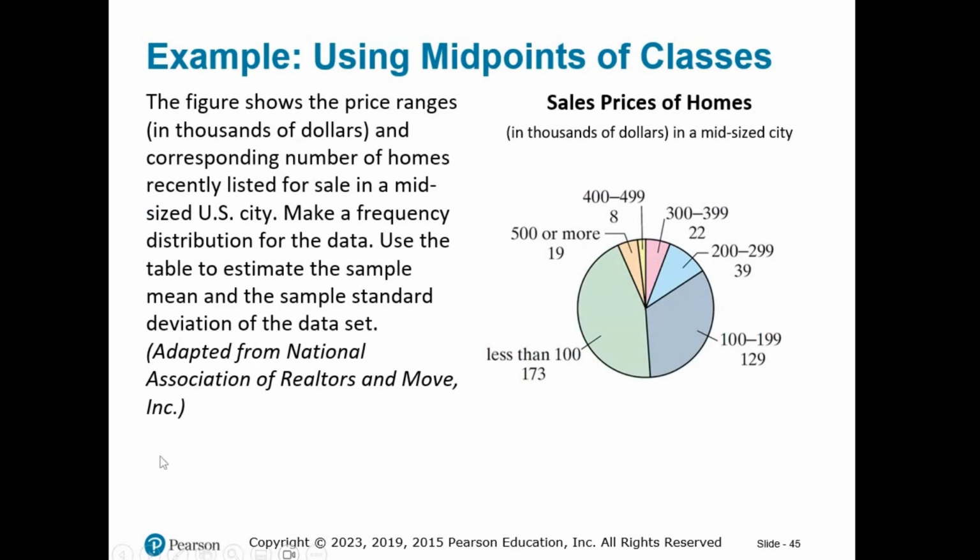Let's do an example. The figure shows the price ranges in thousands of dollars and corresponding number of homes recently listed for sale in a mid-sized U.S. city. Make a frequency distribution for the data. Remember, that means a table for the data. Use the table to estimate the sample mean and the sample standard deviation for the set. First, we need to construct a frequency distribution.